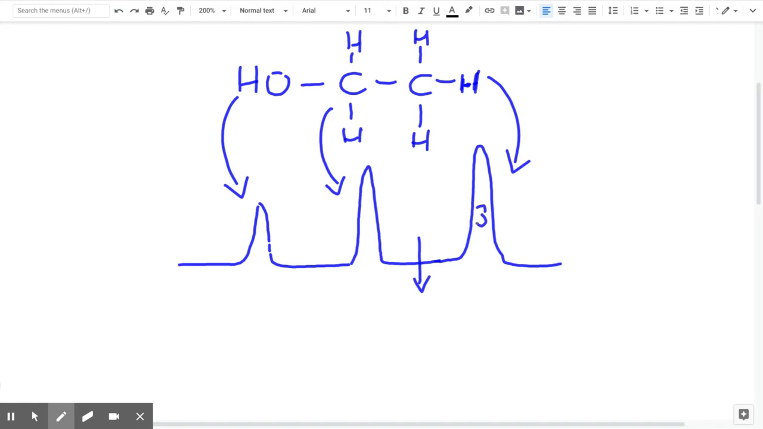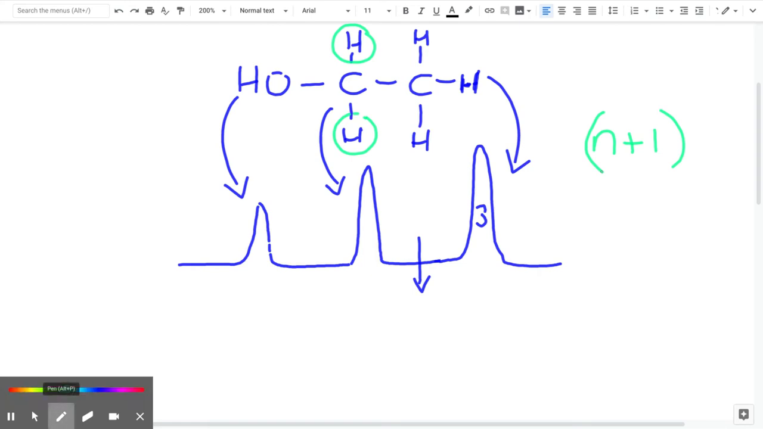Remember, the area under that curve is 3 due to the CH3. However, that is going to be split now, as we know, by the protons on the adjacent carbon. So there are 2 hydrogens on that adjacent carbon, and so we are going to see, remember, the n+1 rule. So we are going to see the presence of 3 peaks, a triplet.